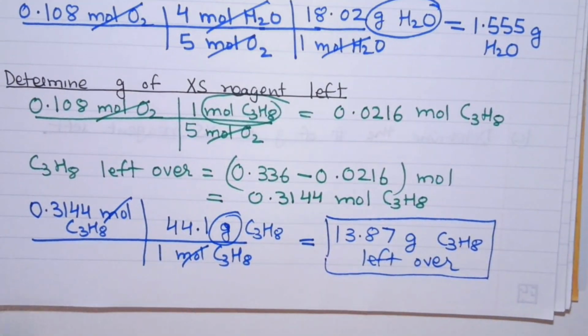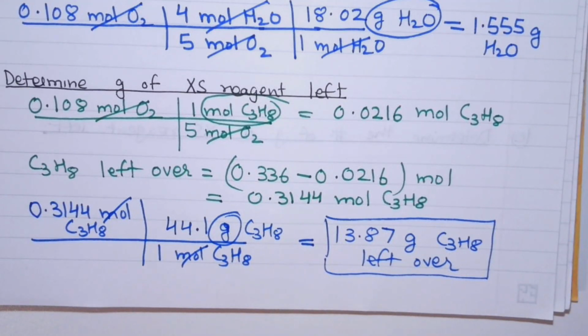Right? So this is how we solve the limiting stoichiometric problem using have versus need table. In my next video, I'm going to do another problem probably problem number 2.